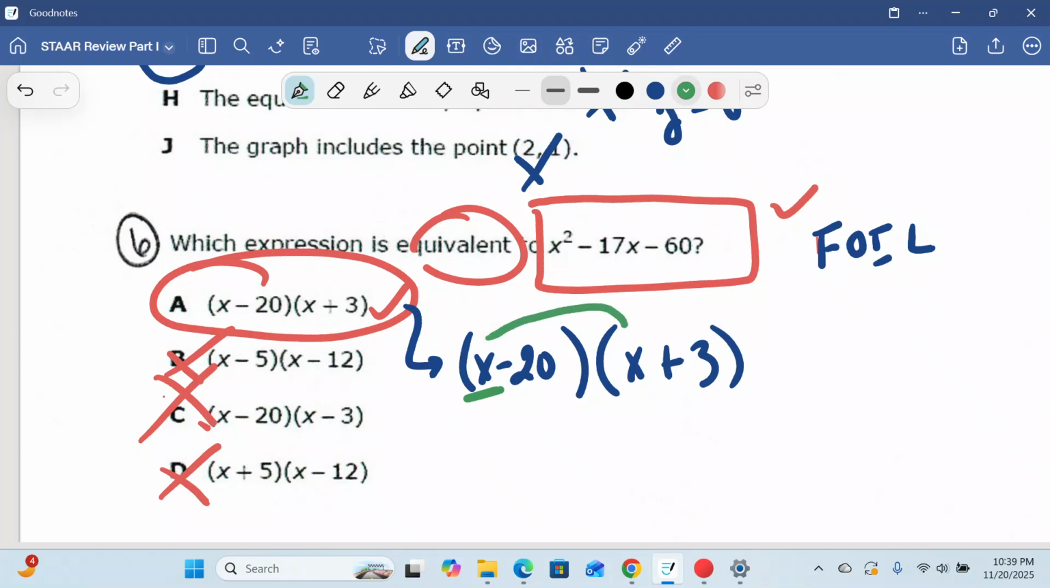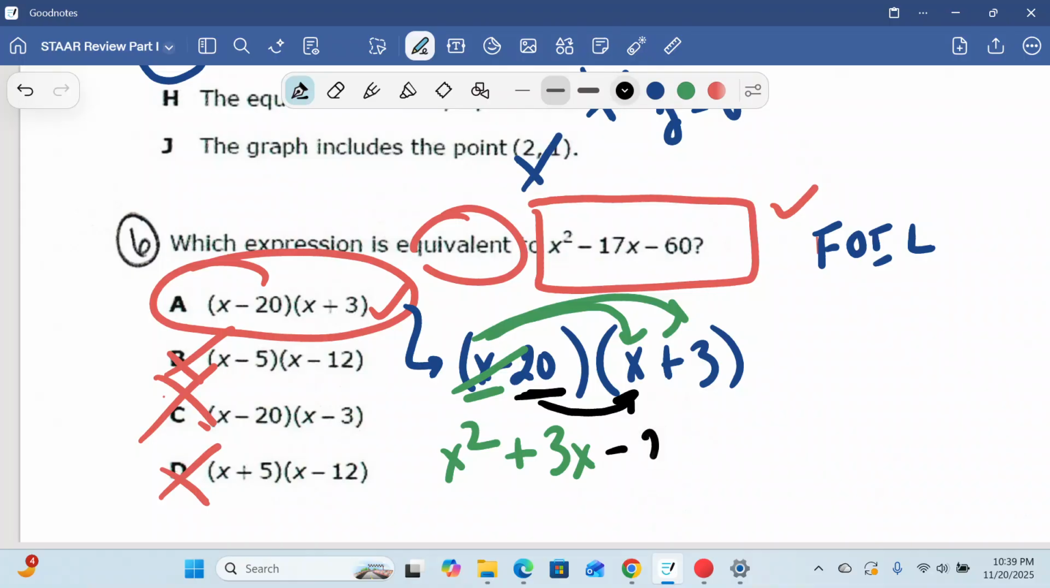So I'm going to distribute x times x, and that is x squared. And then I'm going to distribute x times 3, and that is positive 3x. So what I like to do is I'm done with the first term. I get rid of that. Then I'm going to go to another color, black. I'm going to underline my negative 20. And I'm going to distribute the negative 20 into x, and that's going to be negative 20x. And then I'm going to distribute the negative 20 into 3, and that's going to give me negative 60.